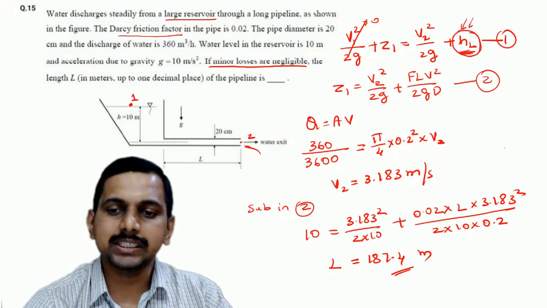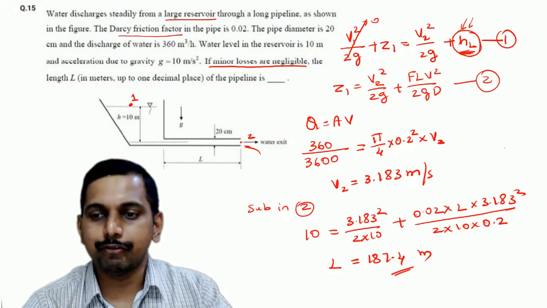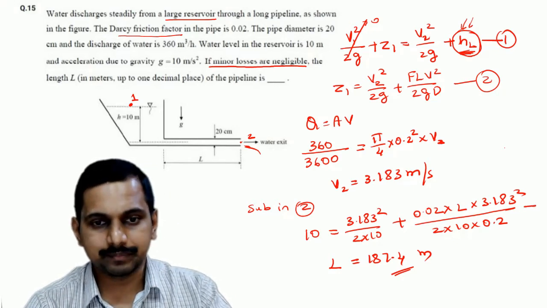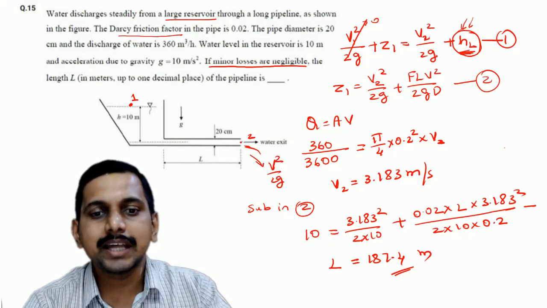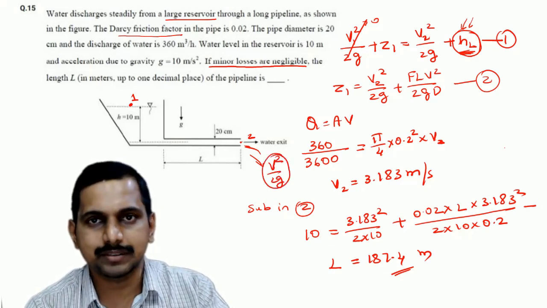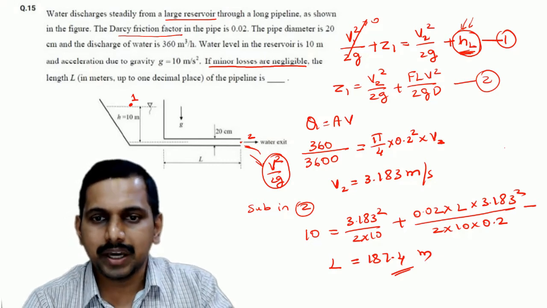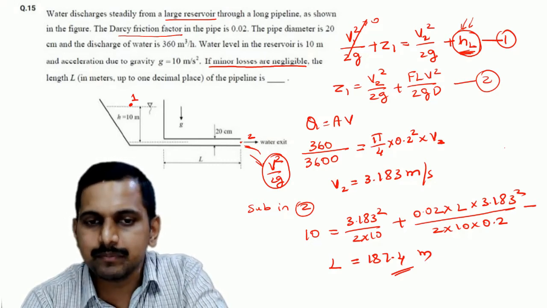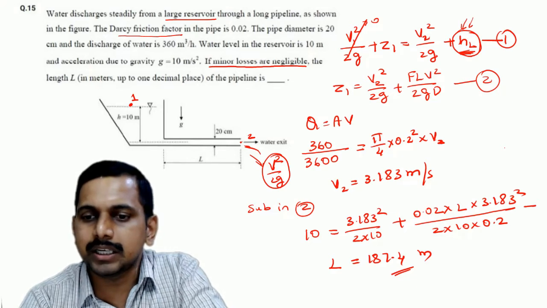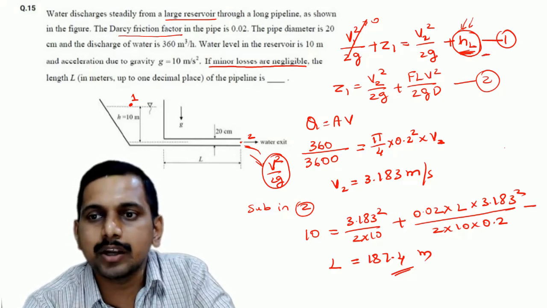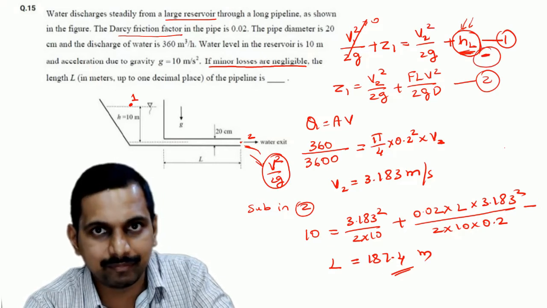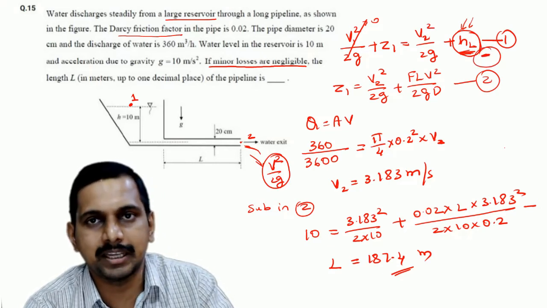Now in case I negate V square by 2g here, what is coming out? V square by 2g I negate. That means I'm not neglecting the losses. Okay, so in that fashion, another point we have to consider is if I don't negate, that is, minor losses effect I don't have. I don't take into consideration the minor losses.